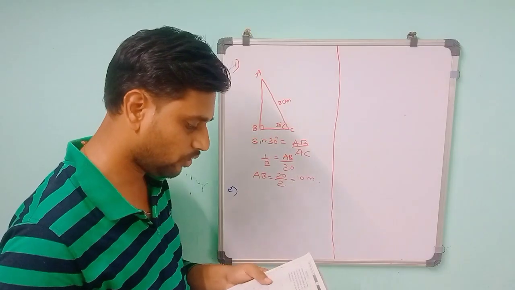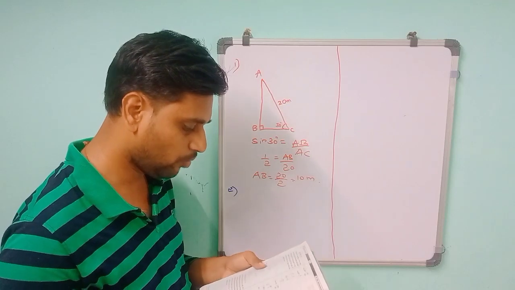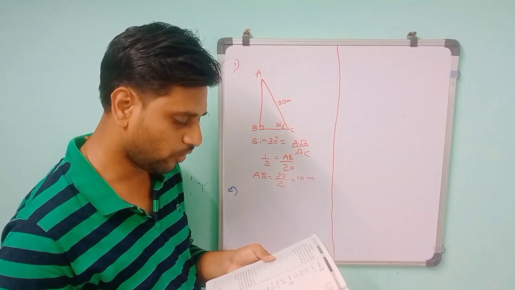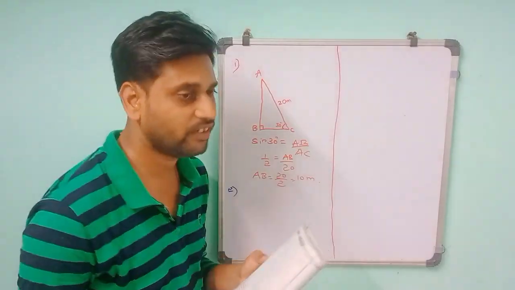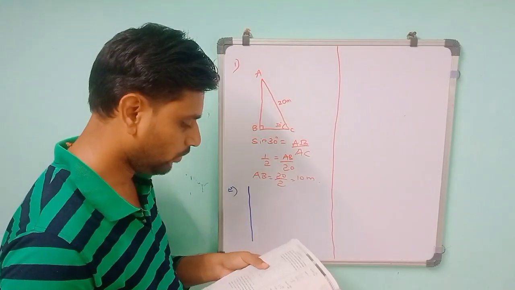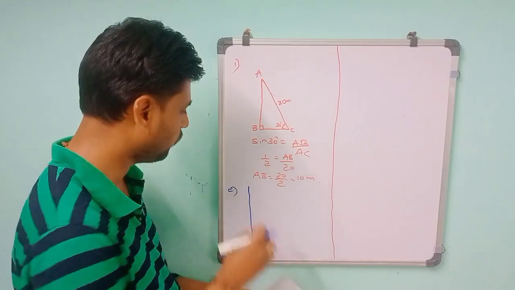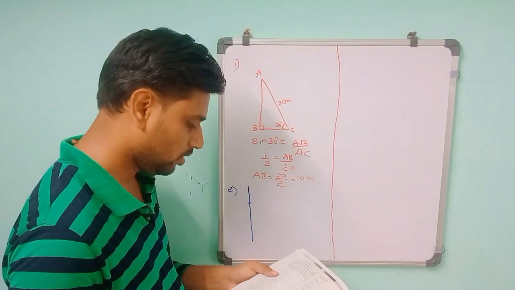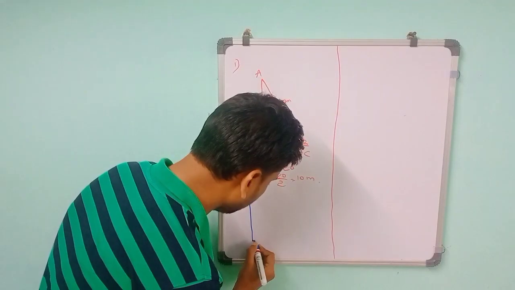A tree breaks due to a storm and the broken part bends so that the top of the tree touches the ground, making an angle of 30 degrees with it. The distance between the foot of the tree to the point where the top touches the ground is 8 meter. Find the height of the tree. So if you take one tree, due to the storm the tree breaks, and the broken part bends so that the top of the tree touches the ground. If it breaks from here, it bends so that the top touches the ground. So this is the ground level.